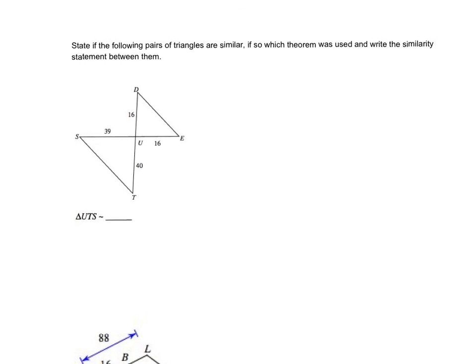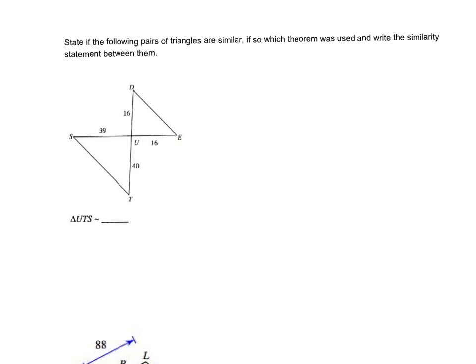Okay. So in these last two examples, we want to determine if the following pairs of triangles are similar, and if so, which theorem was used, and write the similarity statement between them. So either by angle-angle, side-side-side, or side-angle-side proportionality. So if we're looking at our first picture here, we have triangles DUE and TUS. Because we're given two side lengths and we don't have the necessary information to solve for the third, we're going to want to use side angle side similarity.